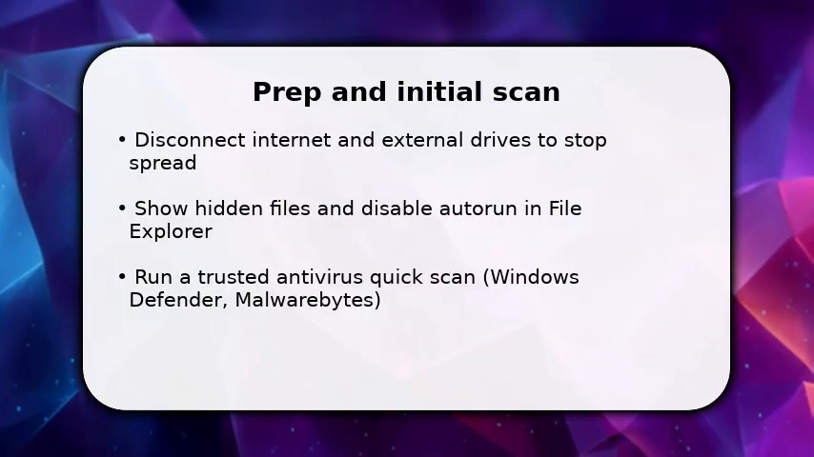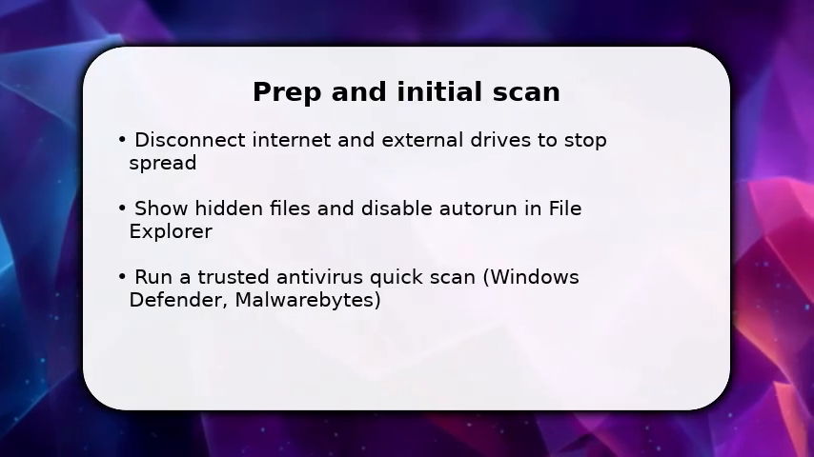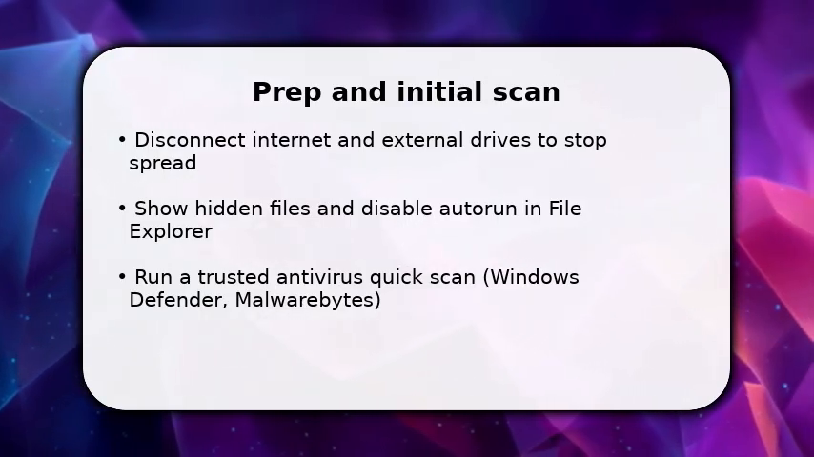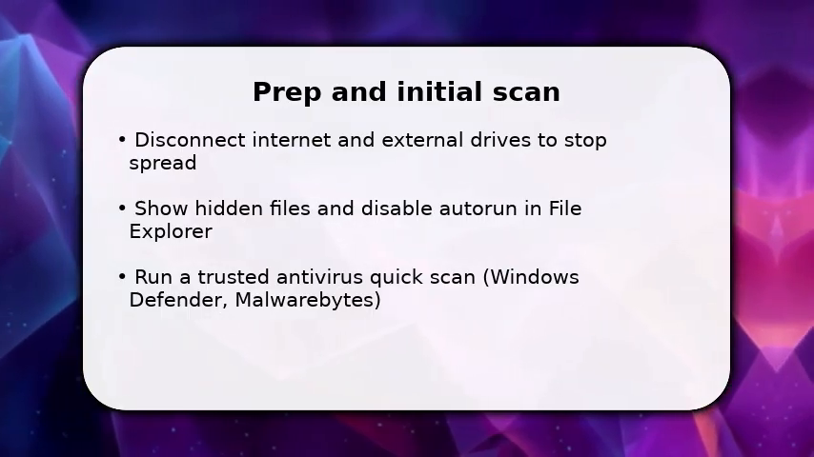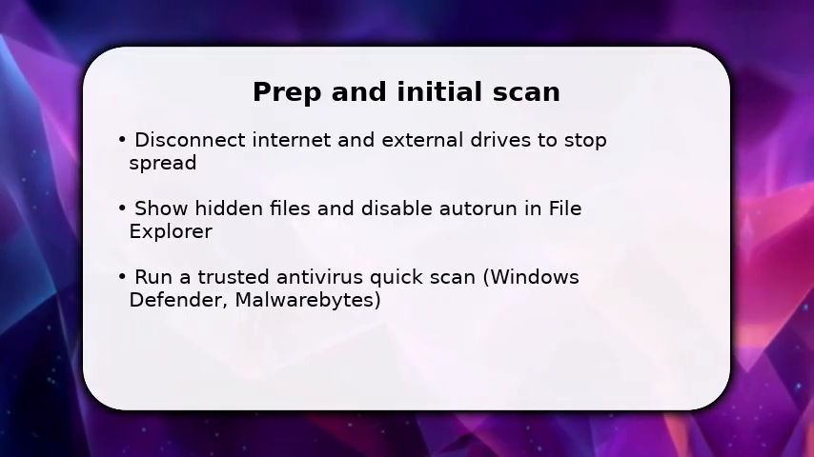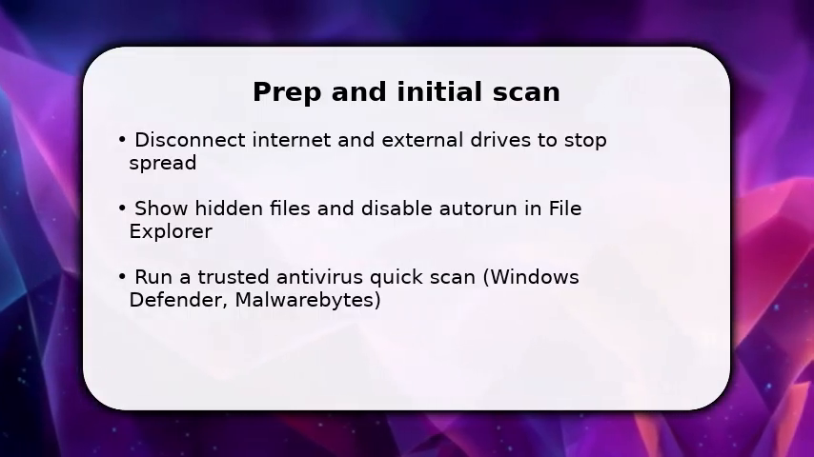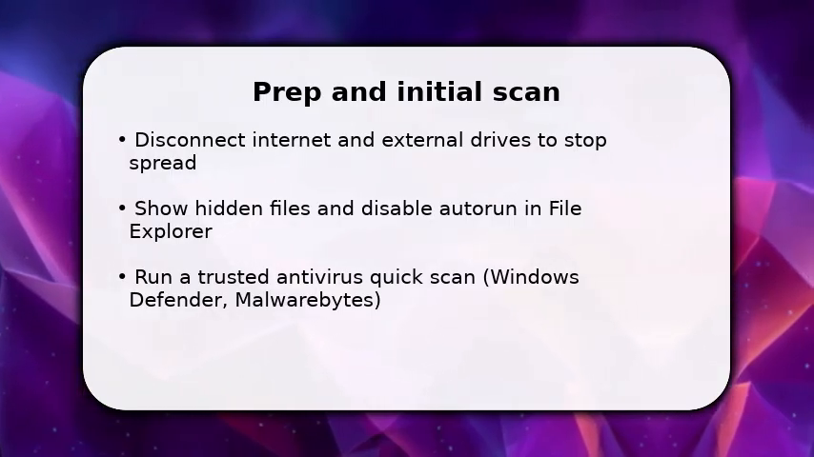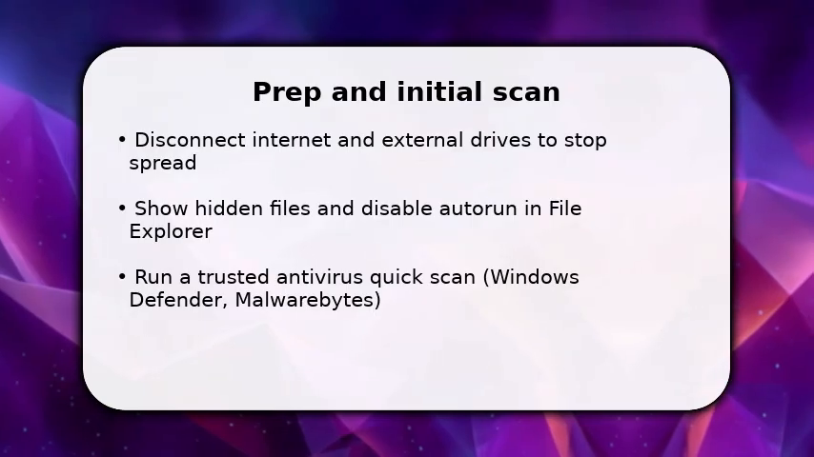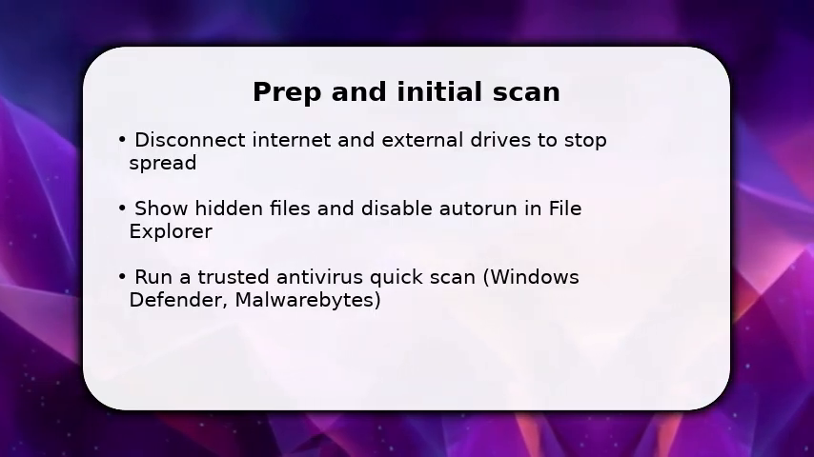You start by isolating the machine, disconnect internet and unplug external drives so the shortcut virus can't spread. Once done, enable view of hidden and system files and disable autorun. This exposes cloaked folders. Run a quick scan with Windows Defender or Malwarebytes to identify infected shortcuts and suspicious autorun entries. I'm telling you why.